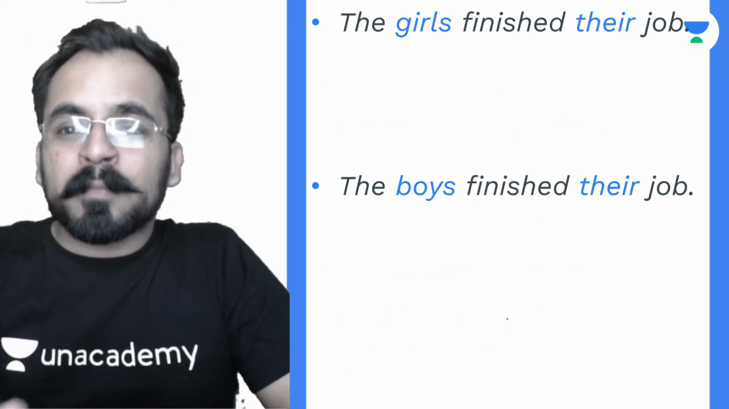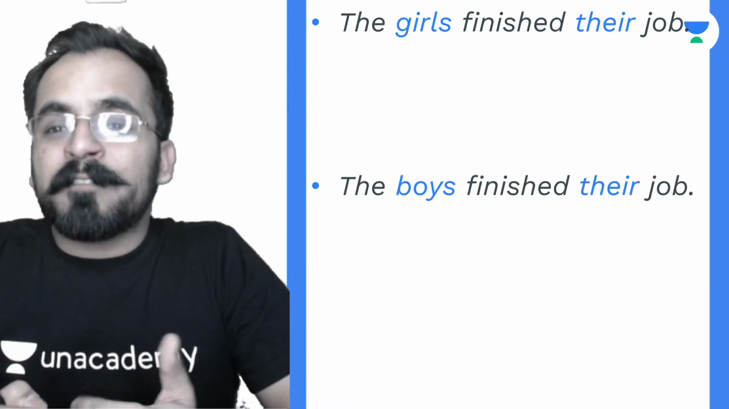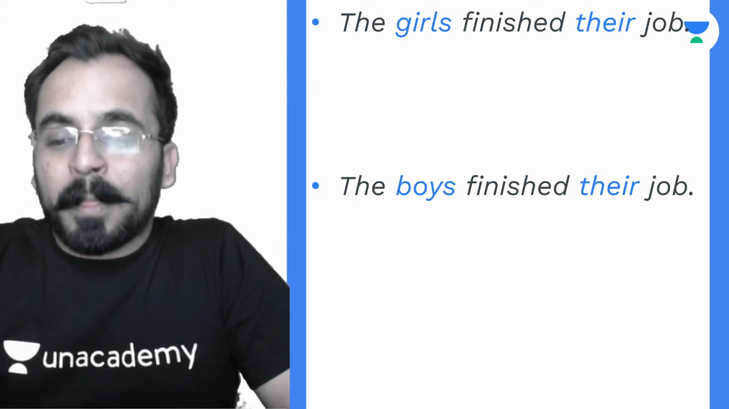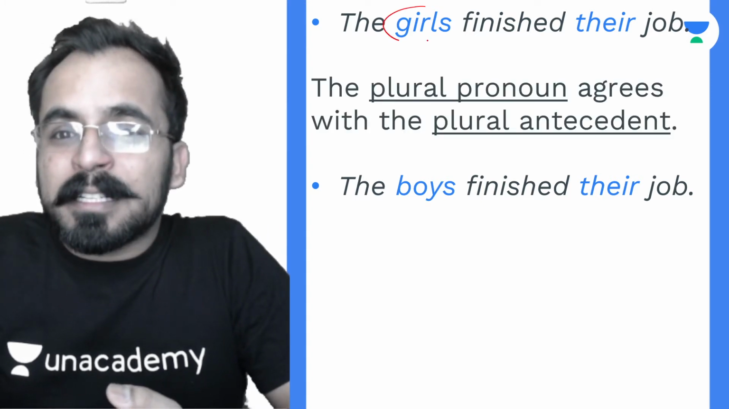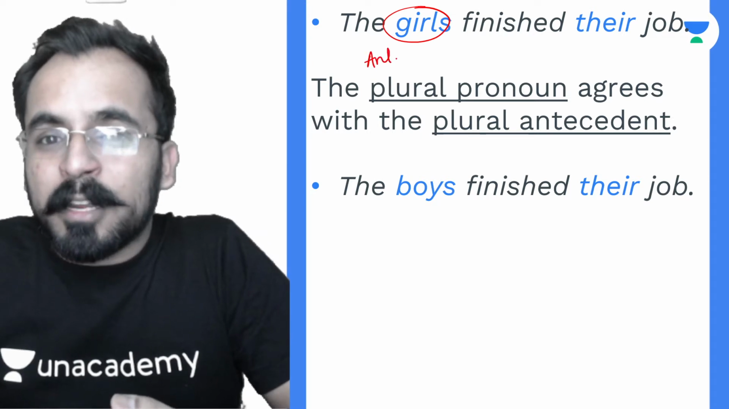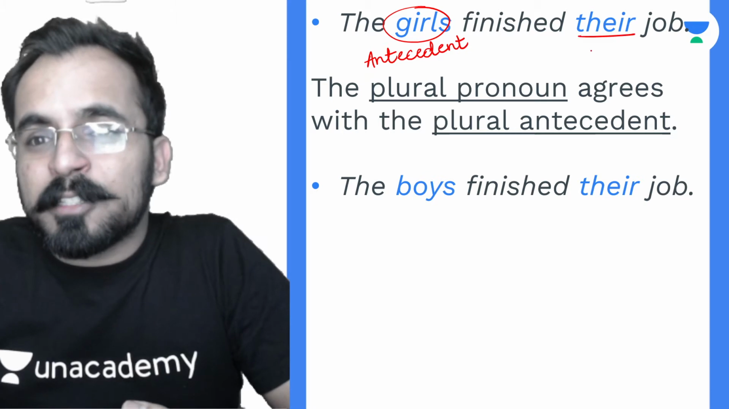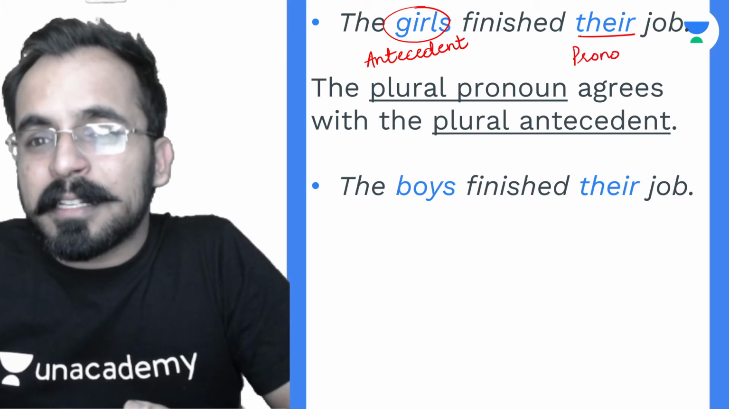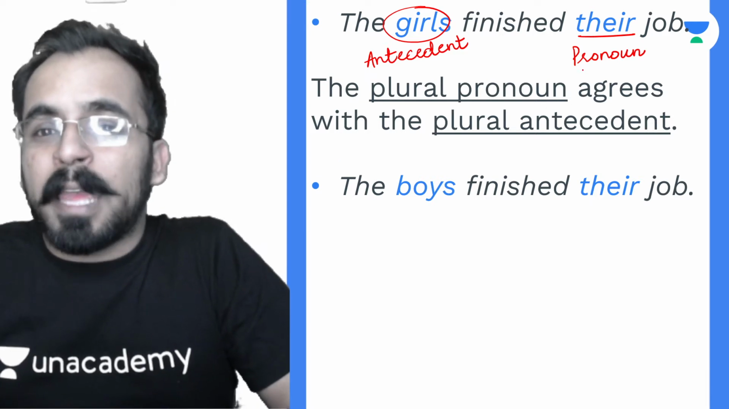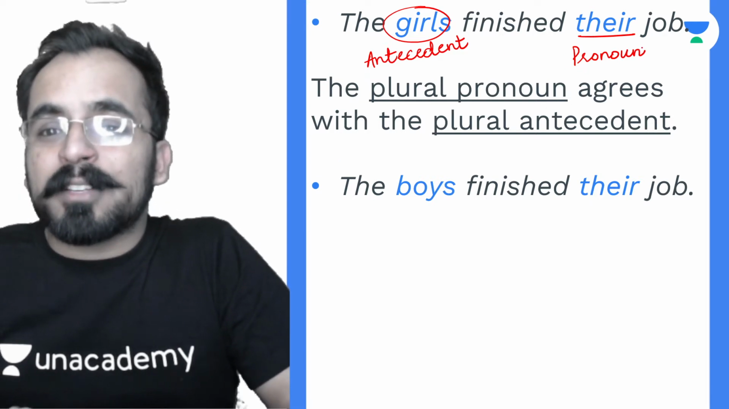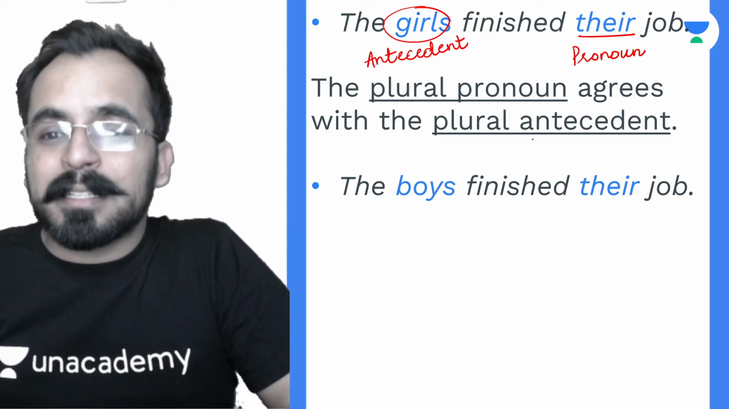Let's move on. For example, let's see these two questions. The girls finished their job. So this is your antecedent that the pronoun refers to, and this is your pronoun. If the antecedent is plural, we have used a plural pronoun there. The girls finished their job. So the plural pronoun agrees with the plural antecedent.